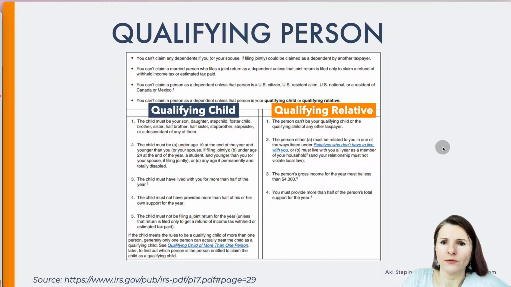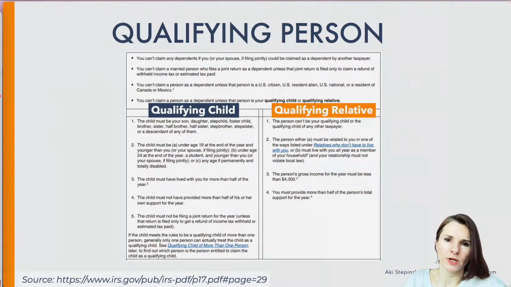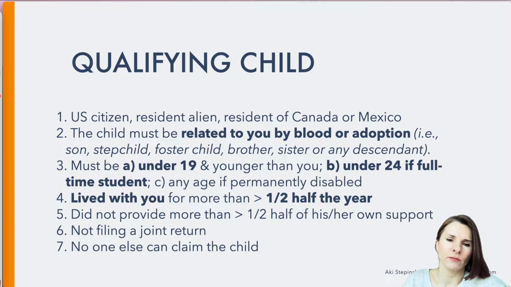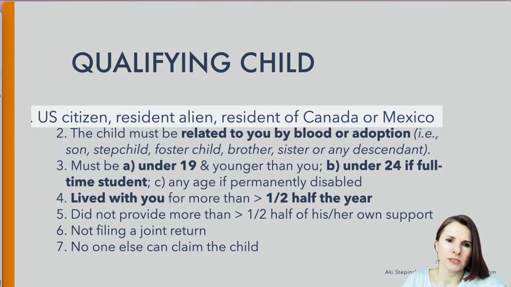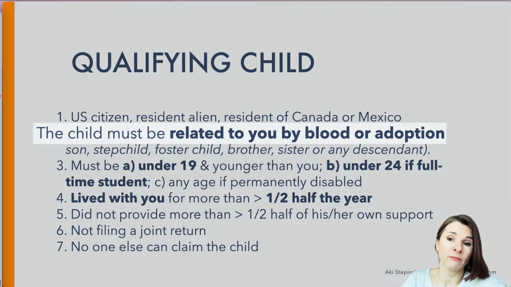Now, how do you determine who's the qualifying person? It's also in Publication 17 where you find the definition of a qualifying child as well as a qualifying relative, and based on these conditions, whether you can claim them as your dependent. In both situations, they have to be a U.S. citizen, resident alien, or resident of Canada or Mexico. They have to be related to you by blood or adoption.